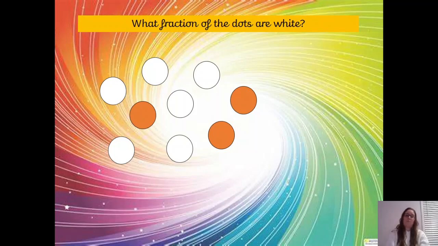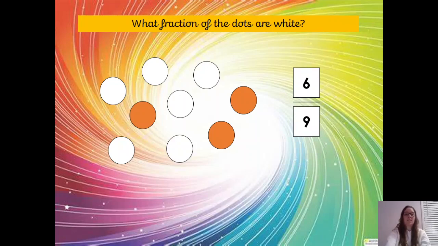Okay, so if we know 3 of them out of 9 are orange, then that leaves how many left? 6. So we've got 6 white dots, so 6/9 are white.